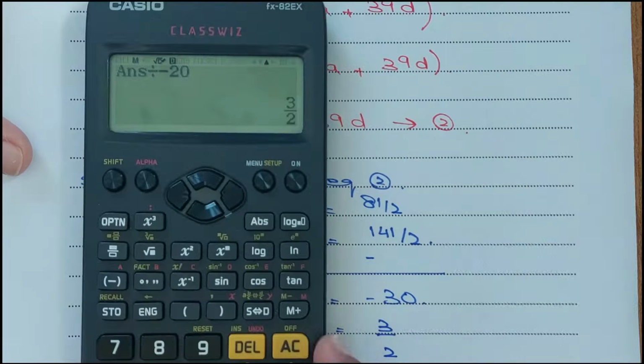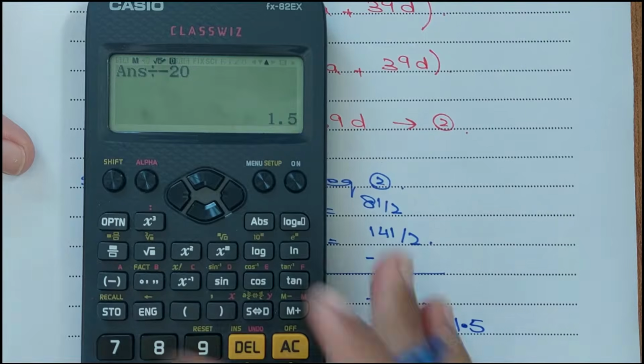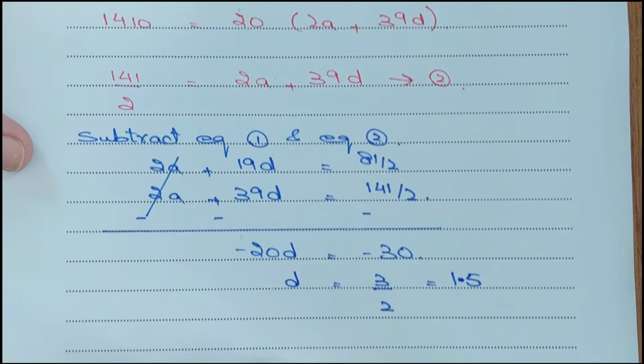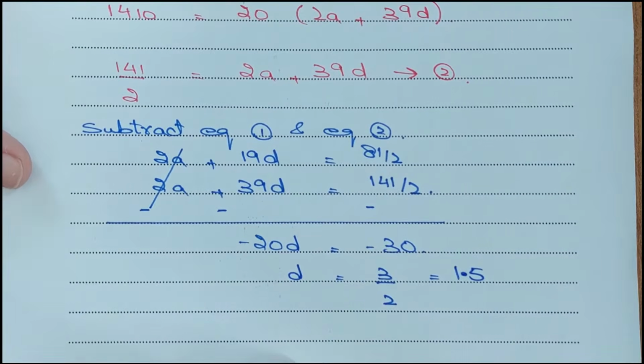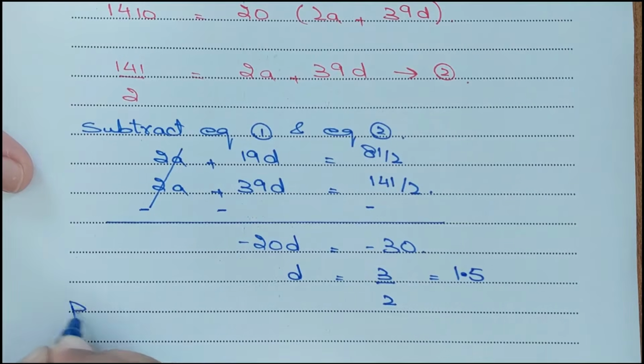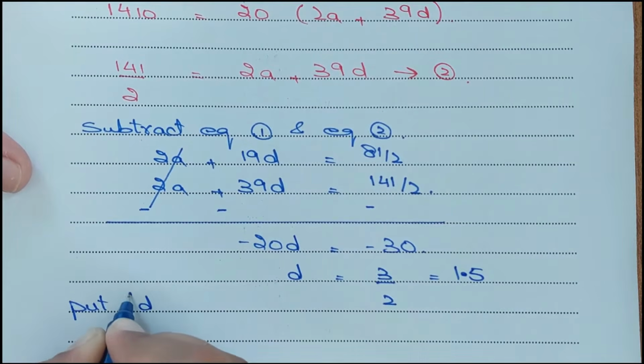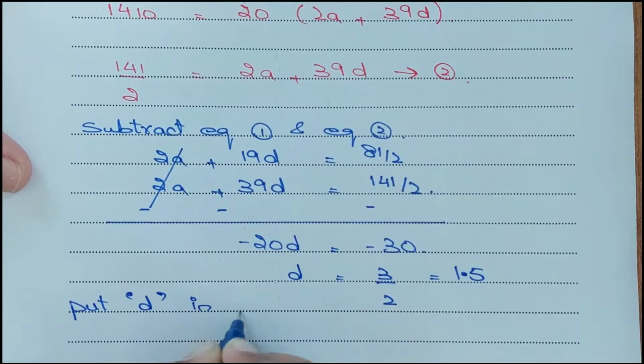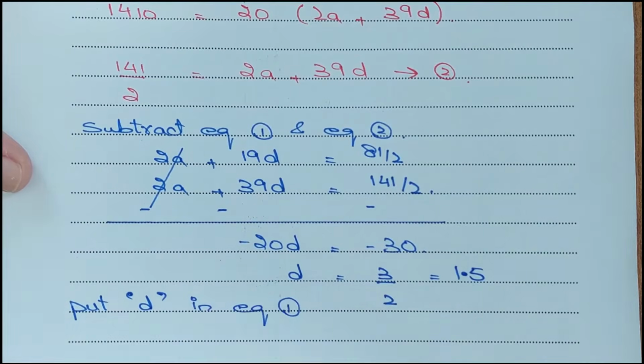Okay, and what is 3 by 2 in decimals, which is 1.5. So we have the d value. Let me substitute that d value into first or second equation to get the a. So put d in equation 1. We can solve for a. So we have 2a equals to 81 over 2 minus 19 times d, which is 1.5, right?